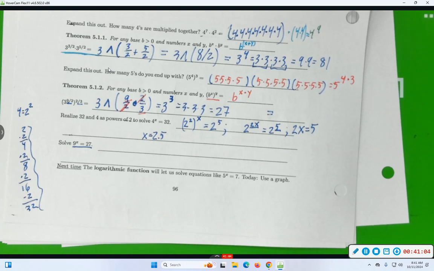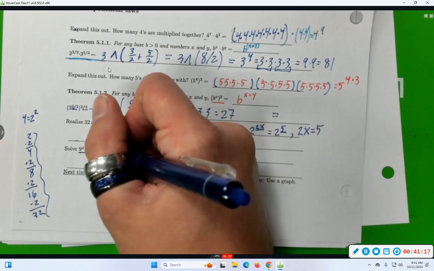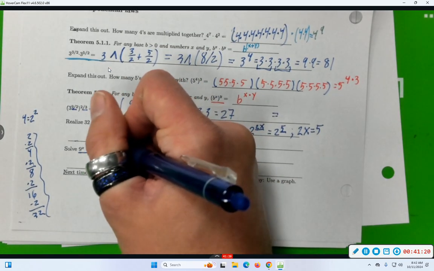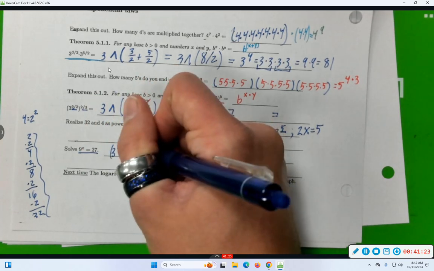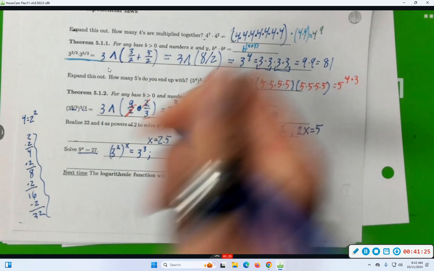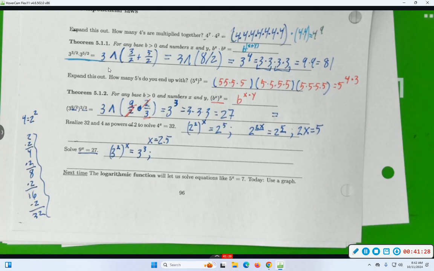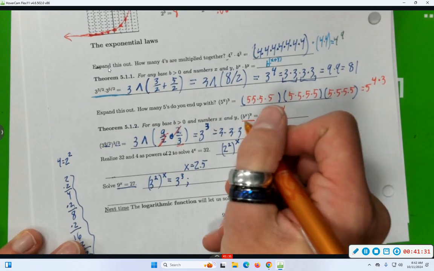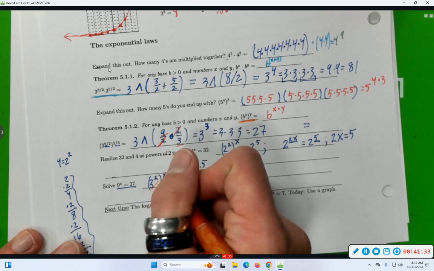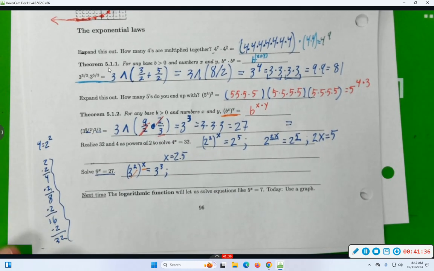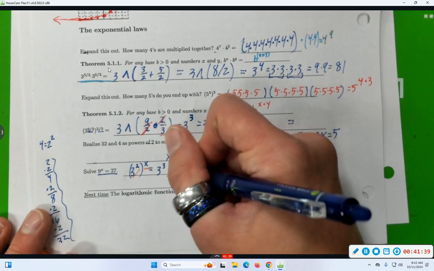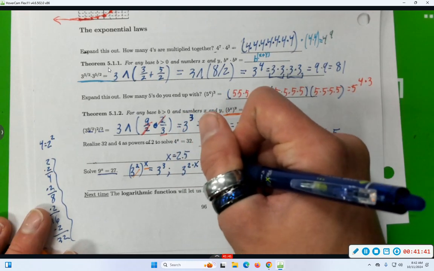So, let's see. 9 and 27, do those have a common base we can use? I think they're all powers of 3. So, let's use that. That 9 is 3 squared, so that's 3 squared to the x equals 3 to the power 3. And now we can use the same trick again. I see an exponential of an exponential. I see 3 raised to a power, then raised to a power. That gives me 3 to the 2 times x equals 3 to the 3.